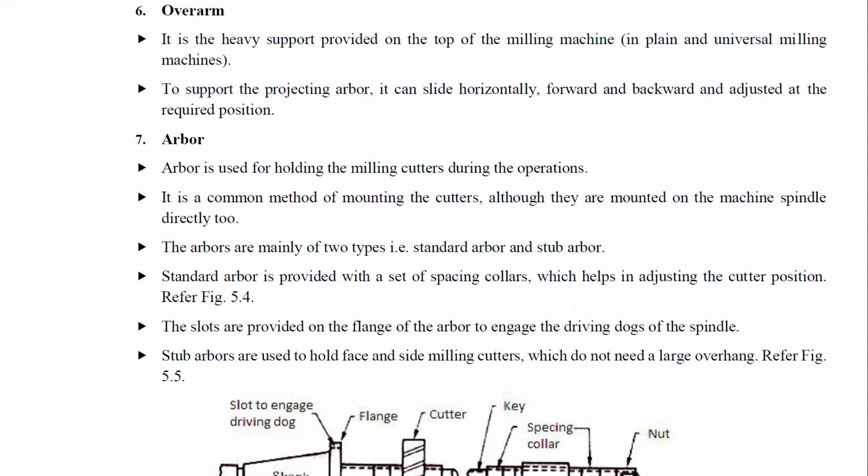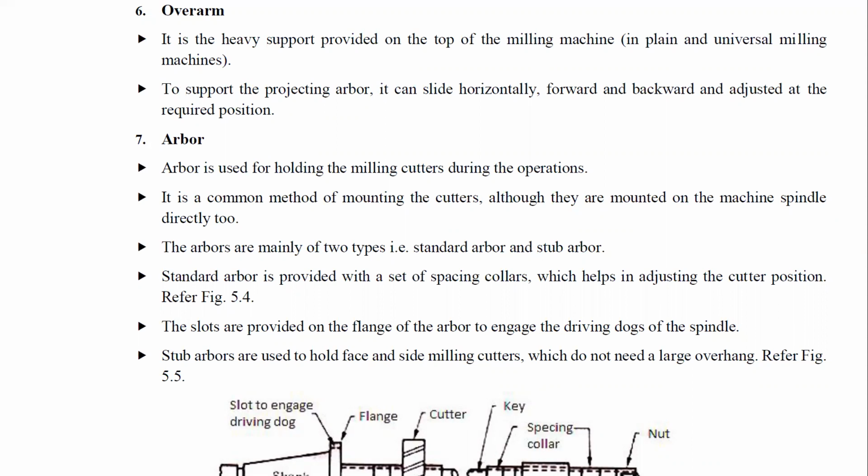Seventh part is the arbor. Arbor is used for horizontal milling cutters during operations. It is a common method of mounting the cutters, although they are mounted on the machine spindle directly too. The arbors are mainly of two types. One is the standard arbor and the second one is the stub arbor. The arbor is basically used for holding the milling cutter, which is a very important part.